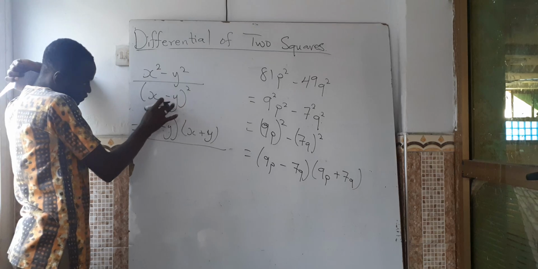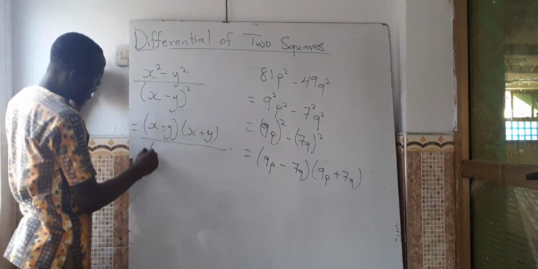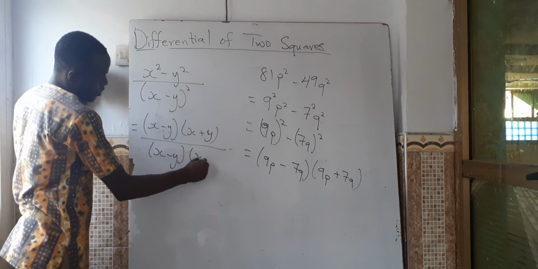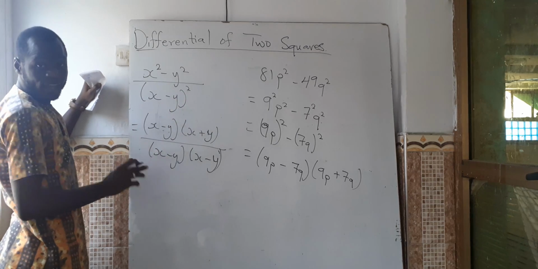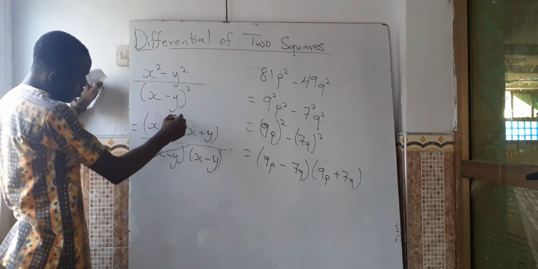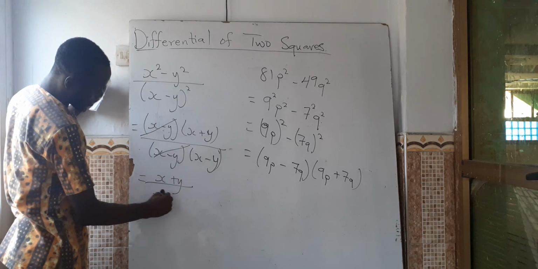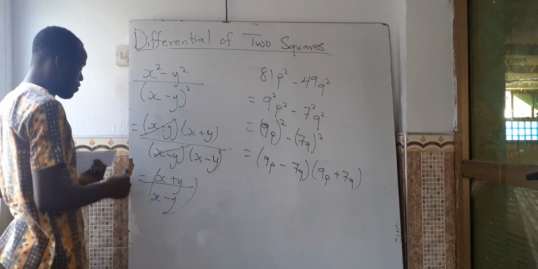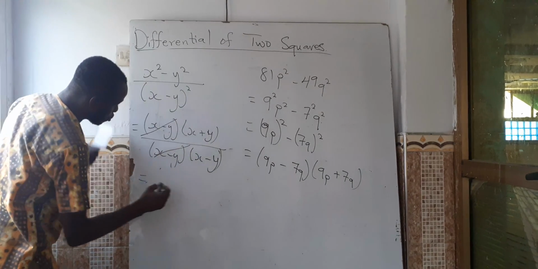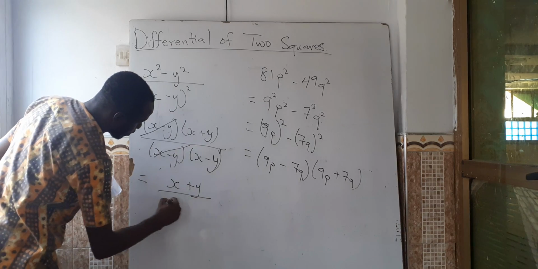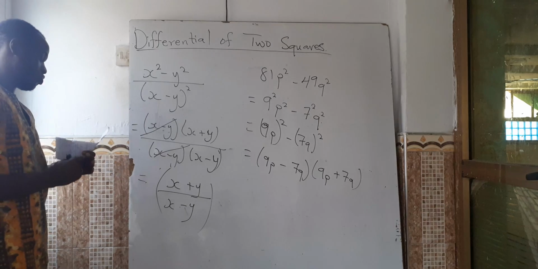This denominator means this binomial is multiplying itself twice. So we have (x minus y), then (x minus y) again, multiplying itself because there is a square. Square means it is multiplying itself twice. So this x minus y will cancel one x minus y here, and we'll be having (x plus y) over (x minus y), and this will be the solution for the question above. Let me write it well. So we'll be having (x plus y) divided by (x minus y). All right, so that will be the solution for this question.